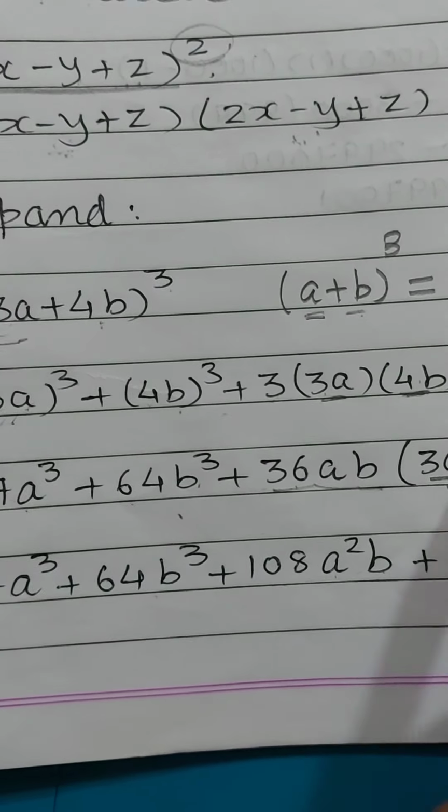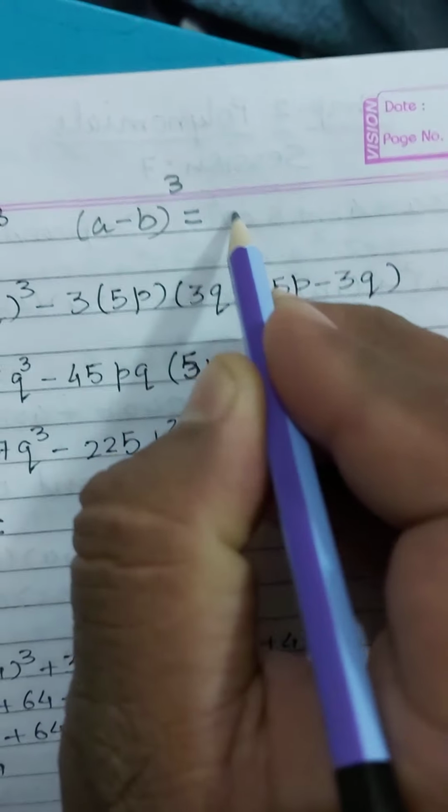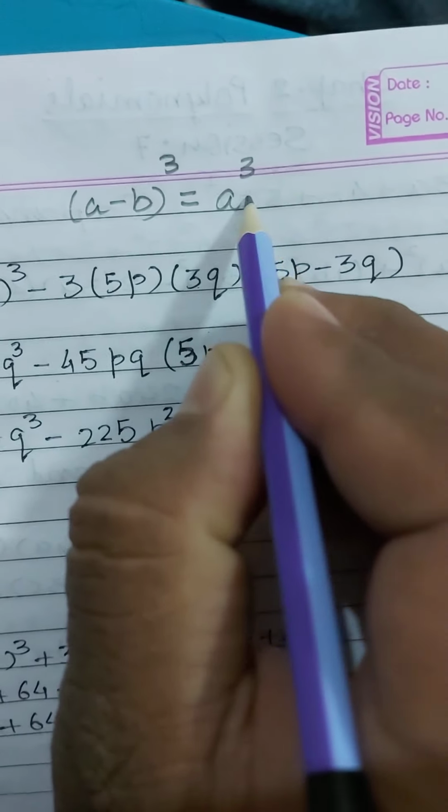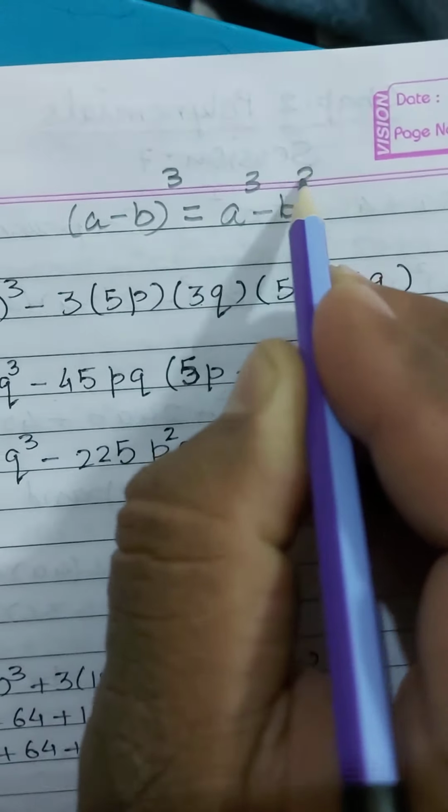Let us take one more example on the basis of the next identity. 5p minus 3q whole cube. Here the identity which we are going to utilize is a minus b whole cube is equal to a cube minus b cube minus 3ab into a minus b, right? Here we are utilizing the identity a minus b whole cube. Okay, so let us start.